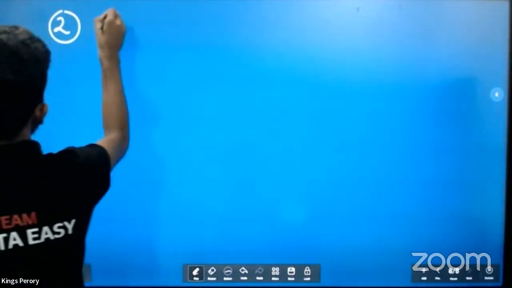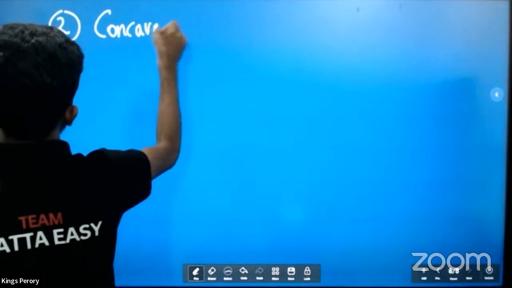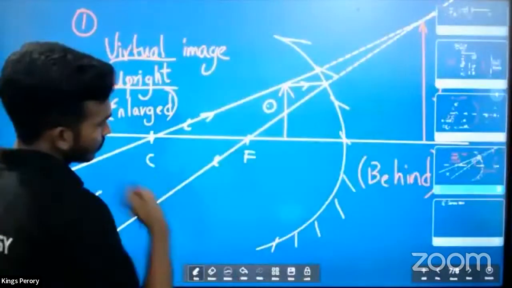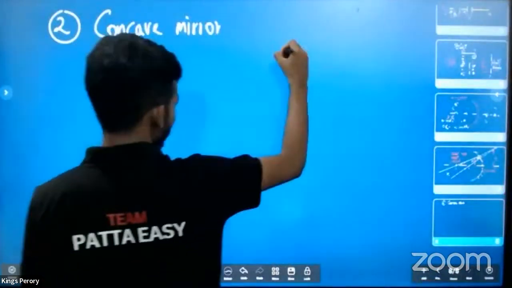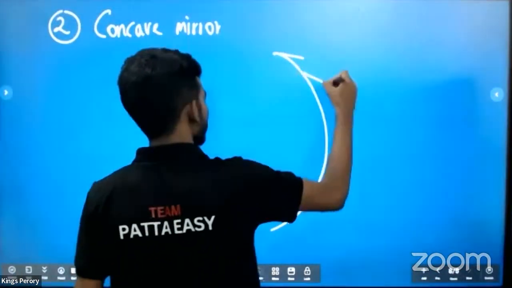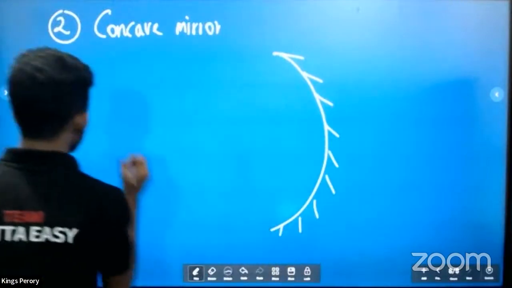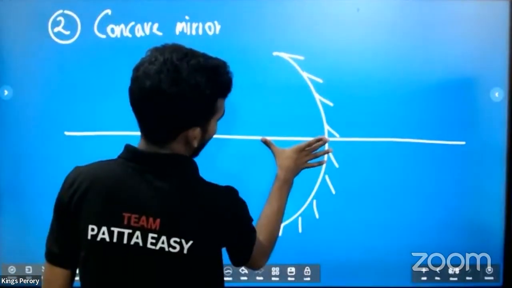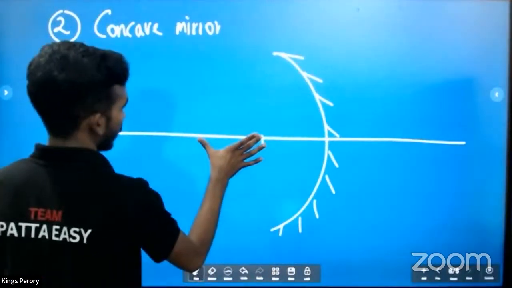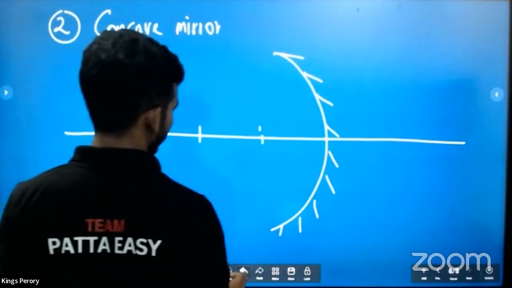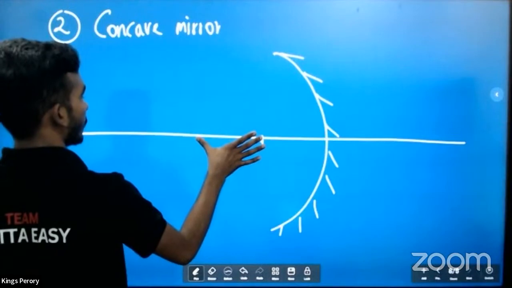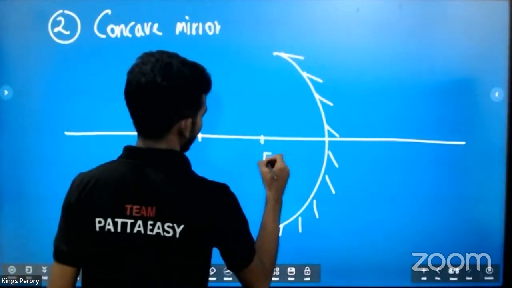Second ray diagram for concave mirror. Now I scale it and draw. Otherwise, we will have that problem like before. Scale it and draw, then you all do it. Now just observe. Later you can draw. There you go, the mirror, the principal axis. And scale it this way. Focal, 2F. This is F. This is C.